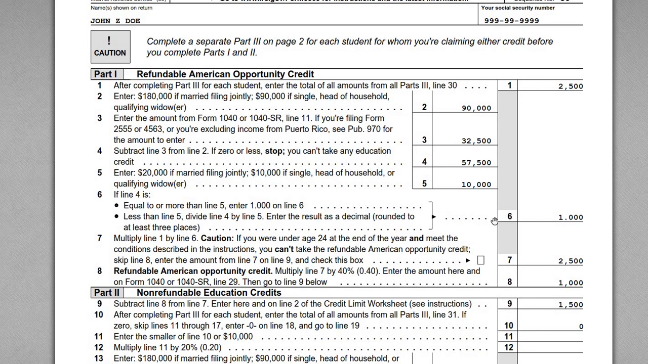If his income was higher, then we would see a different ratio down here, let's say 0.9 or 0.85, and what that would effectively do is limit the $2,500 maximum. So he would get a reduced American Opportunity Credit, maybe not $2,500, but it could be $2,200, $2,100, depending on how much higher his income was over these threshold amounts.